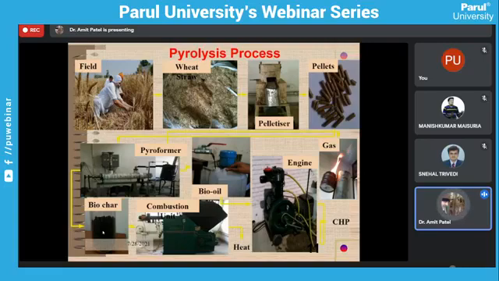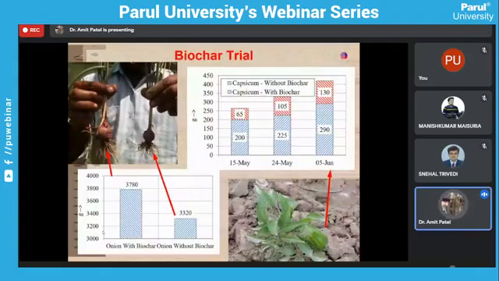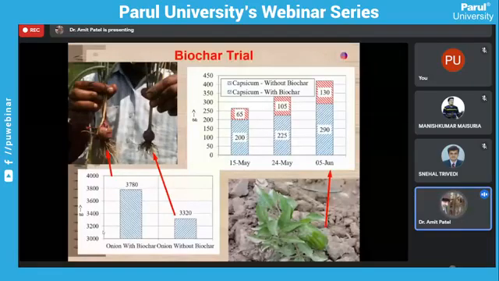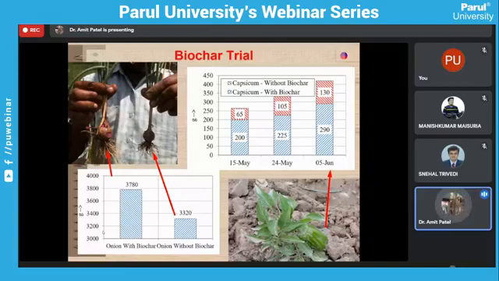So the question is, is this carbon locked permanently in the land? Yes, we will answer this soon, but these slides give you statistics. What we have done is create two fields, say of 80 square meters each, and we planted two particular kinds of crop in them. One crop was capsicum and one crop was onion.